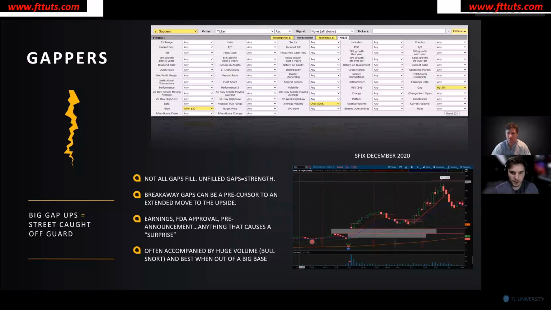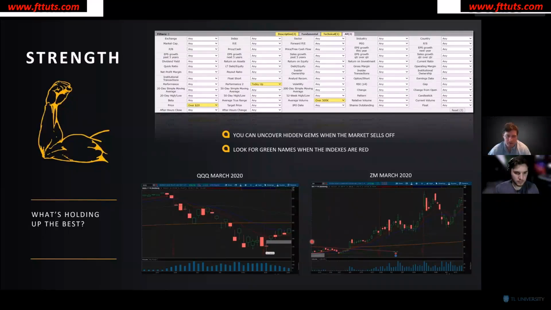Perfect. Yeah, I think that's all the questions I saw about gappers. Okay, cool. So then strength, I think this is fairly straightforward. Over $20, over 500, and literally I'm just looking for a stock that's positive. And I am not running this scan on a day the market's up 1%, because you're going to have thousands of names on it. I'm running it on the days the market's down. And the more the market's down, the more excited I get about running this scan.